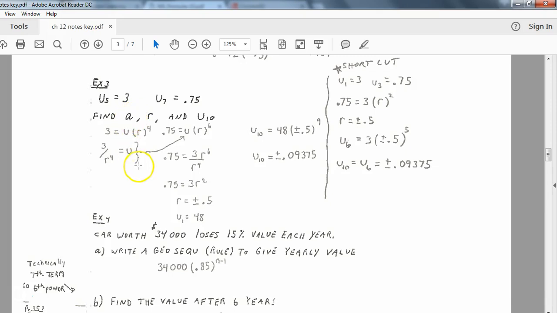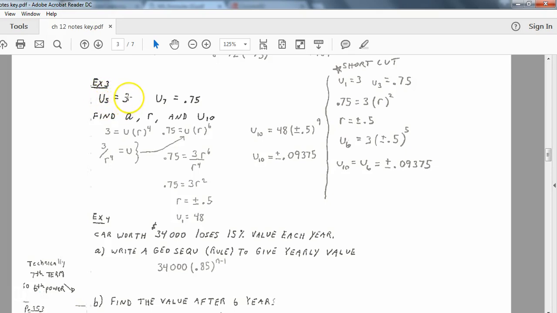Keep in mind, something that we dealt with back in our very first unit of the year was dealing with a system of equations. A system of equations is needed whenever you have two unknowns. So in this case, I have two unknowns. I don't know the first term, the u of 1. I also don't know the common ratio. So if I have two unknowns, that means I need two equations, and I need to solve that system of equations.